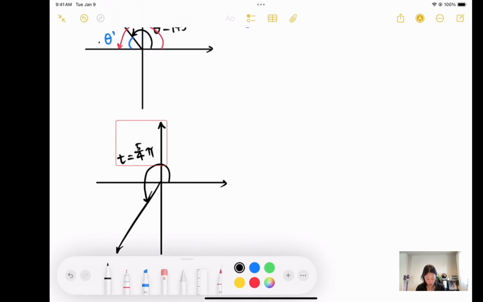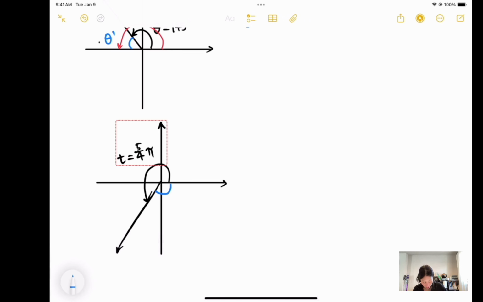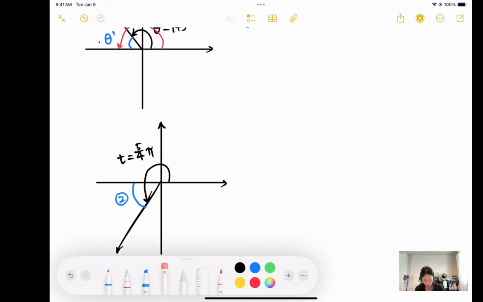By definition, the reference angle should be formed by the terminal side with the horizontal axis. So we have 1 and 2. Which one do you think is t prime? Should be the second one, right? Because it not only has to be formed between the terminal side and the x-axis, it also has to be acute, which is less than 90 degrees. The second one is less than 90 degrees, and we want this to be positive.